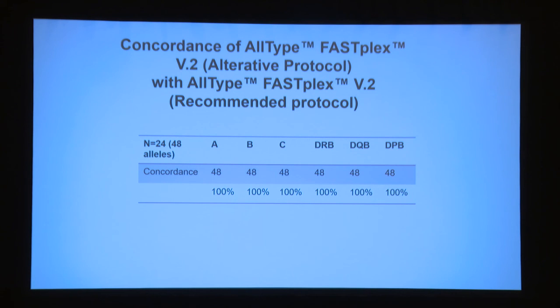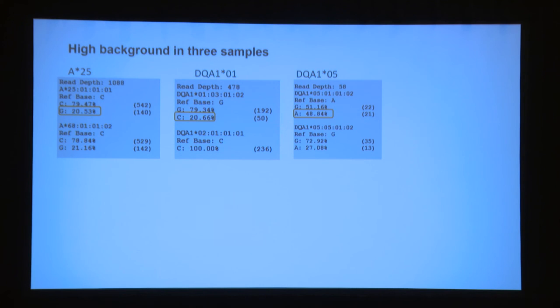We got 100% concordance between version 1 using the recommended method and the alternative method. We just noticed 3 samples out of the 24, which I highlighted here, have slightly higher background. For example, the first one, the A25, has 20% of reads that were just noise or background. But if you look at the majority call, which is almost 80%, you have 542 depth. So it's sufficient to give you confidence that the C is the right call.